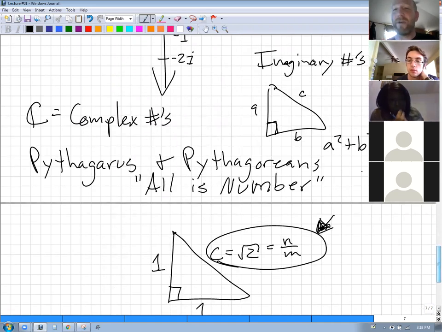So there's a lot of myths and legend and lore around Pythagoras. He was a real person and he did a lot of amazing stuff, but it was over 2000 years ago. So there's all kinds of legends and crazy things.